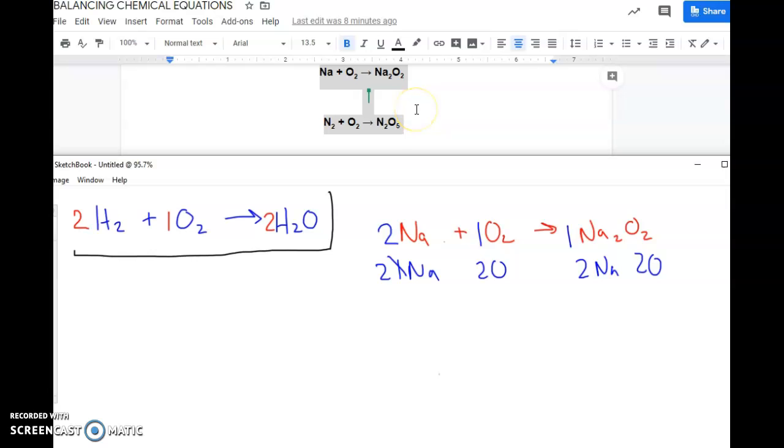The next one, N2 plus O2 yielding N2O5. This one looks a little trickier. So let's dissect it. Here, two nitrogens, two oxygens. Here, two nitrogens, but 5 oxygens.